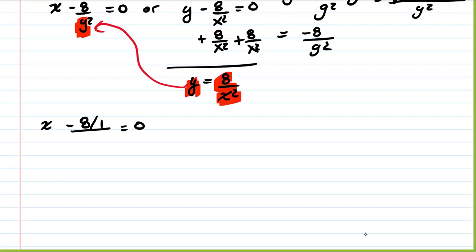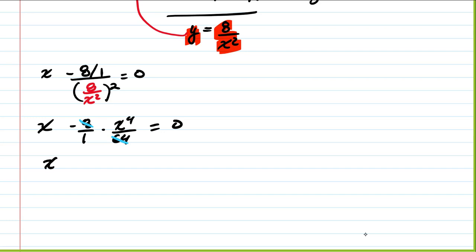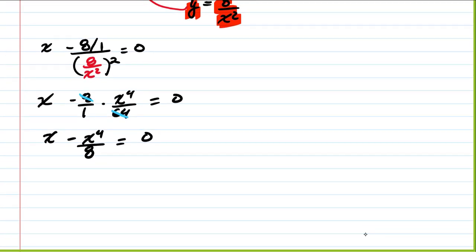All right, so we plug this in and we get 8 over x squared, squared. So that's going to give us negative 8 over 1 times x to the 4th over 64 is equal to 0. So now we get to reduce. Our 8 and our 8 reduce out, and we get x minus x to the 4th over 8 is equal to 0. And we're still going to factor the same way we did before.